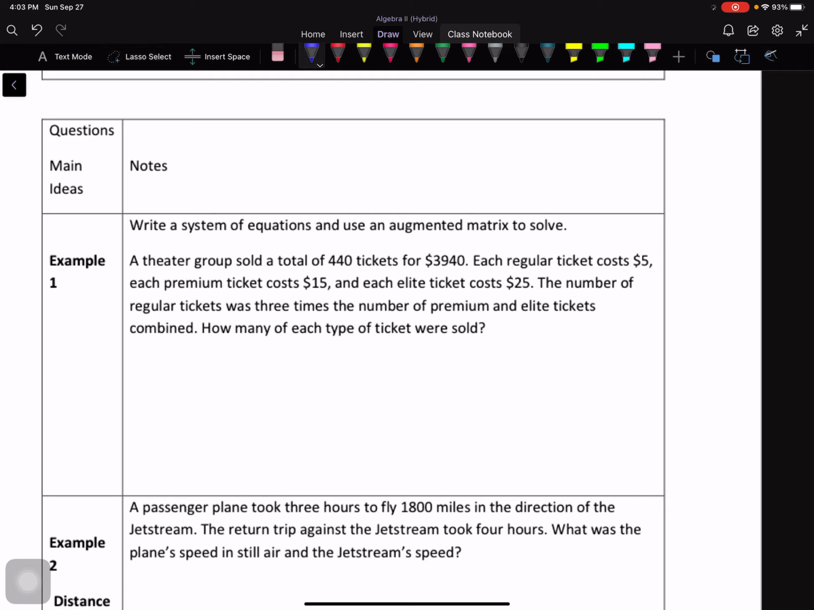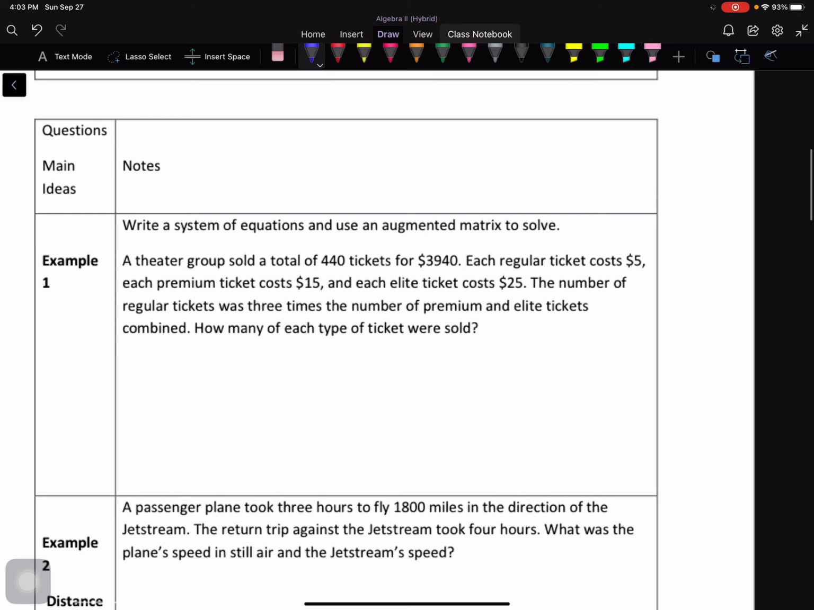So step number one, let's just identify our variables. Let's go X, Y, and Z. So let's let X be the regular tickets, so number of regular. Y can be the number of premium. And let's go with Z as the number of elite tickets.